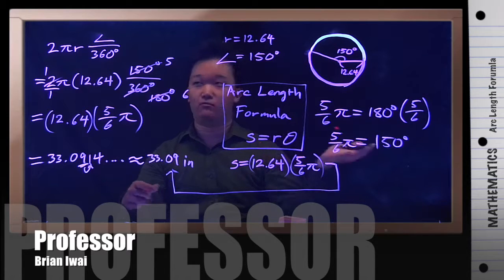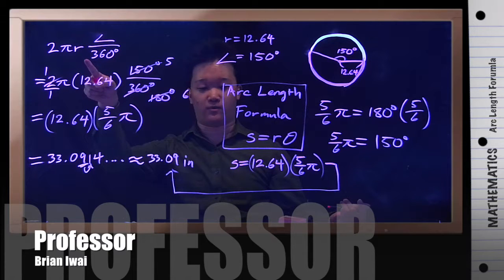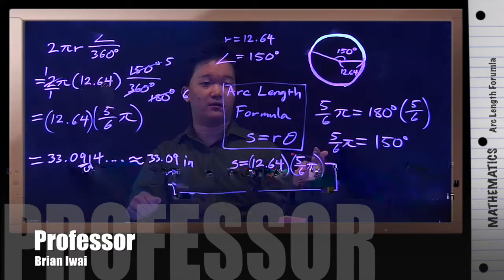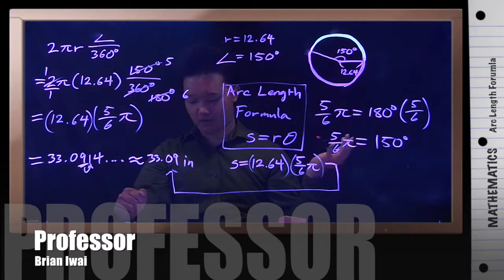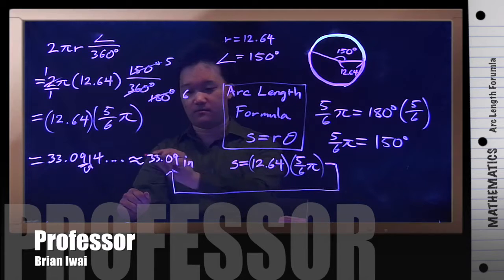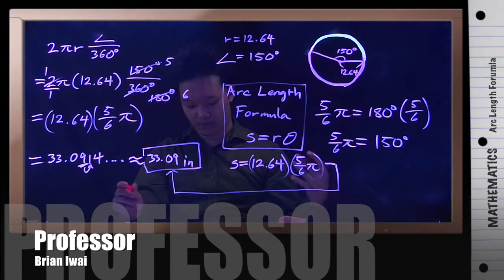So it's up to you whichever formula you want to use. If you're more comfortable with degrees, then use this one. But if you know how to convert from degrees to radians, it's probably more preferable to use the arc length formula, S equals R theta. So the answer to this question is going to be 33.09 inches. And that's the answer.